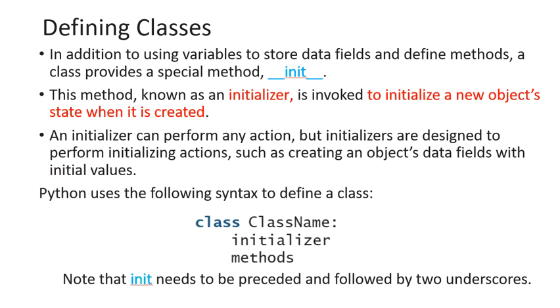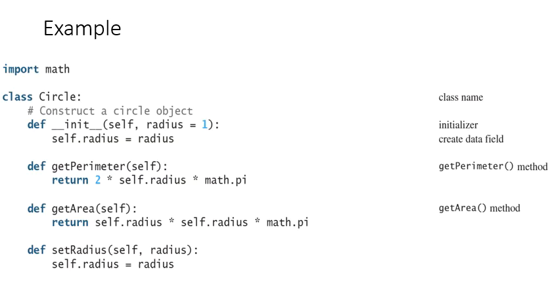Note that the init method needs to be preceded and followed by two underscores. For example, import math, and the name of the class is circle. So class Circle colon.